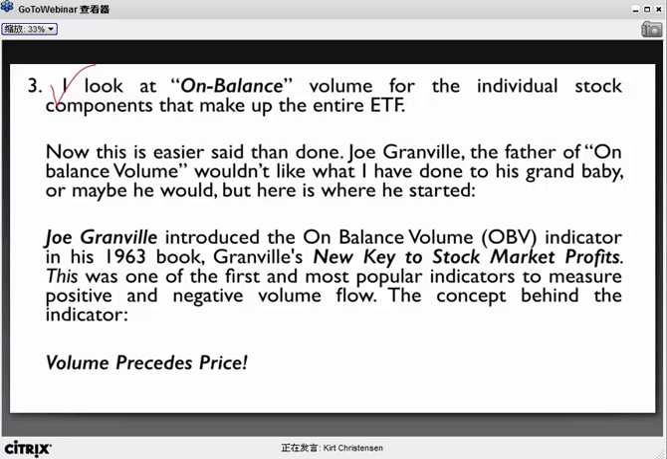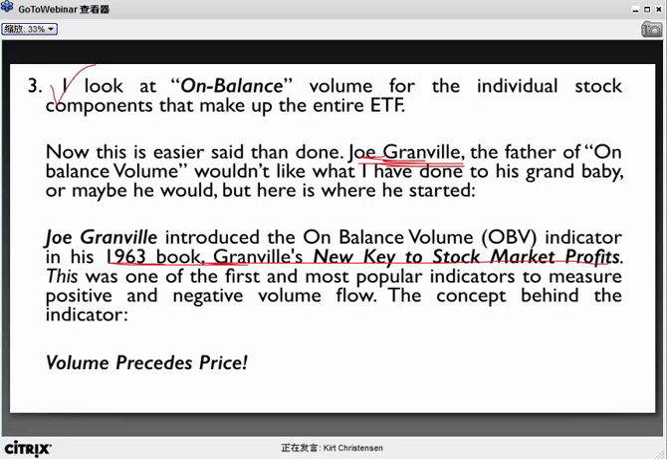Now, this is easier said than done. Some of you may be familiar with a gentleman by the name of Joe Granville. He's the father of the on-balance volume indicator, and maybe he wouldn't like what I've done with his baby, but maybe would, but that's where we got started. Because in 1963, he came out with his book, New Key to Stock Market Profits, and this was the first and most popular indicator to measure positive and negative volume flow.